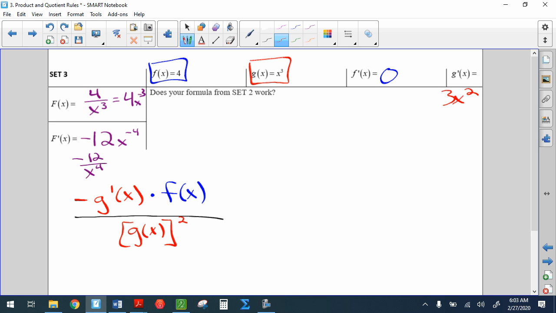If I start with my pieces, negative g prime of x is going to be negative 3x squared times f of x is times 4 over g of x squared. X to the 3rd squared is x to the 6th. And that's going to give me negative 12 over x to the 4th. Again.